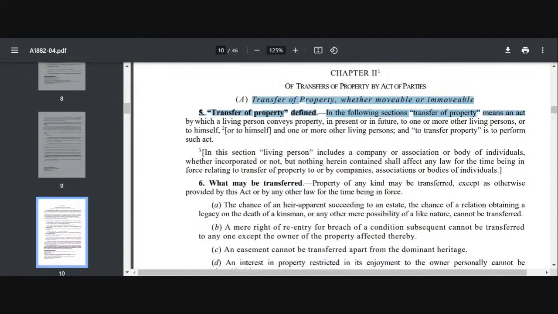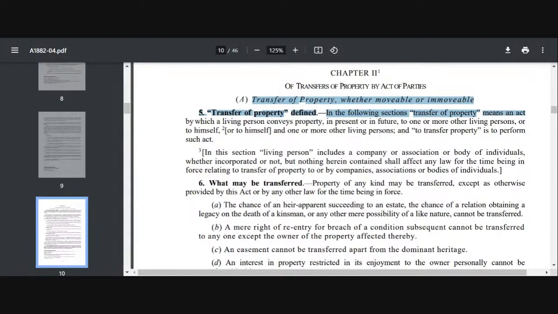And in this section, living person includes a company or association or body of individuals, whether incorporated or not. But nothing herein contained shall affect any law for the time being in force relating to transfer of property to or by companies, association or bodies of individuals. तो अगर आप टीपी एक्ट का डेफिनेशन देखो, अगर आप ट्रांसफर ऑफ प्रॉपर्टी का डेफिनेशन देखो, तो पहली तो ये होनी चाहिए बाय एक्ट ऑफ पार्टीज. बाय एक्ट ऑफ पार्टीज मींस इट शुड बी अ ट्रांसफर बिटवीन टू लिविंग पर्सन.